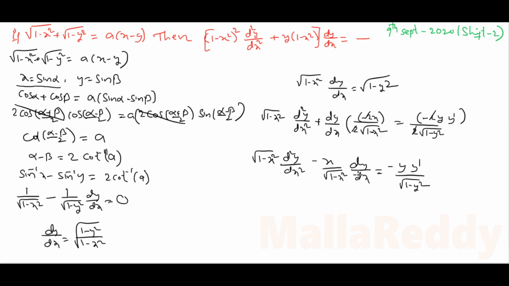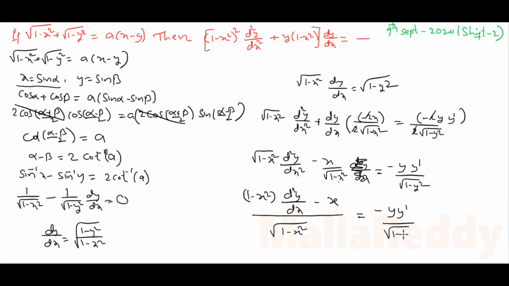So now take LCM. Now root 1 minus x square into root 1 minus x square, that is 1 minus x square into d square y by dx square minus x whole by root over 1 minus x square is equal to minus y y dash by root 1 minus y square. Substituting y dash value, y dash is dy by dx, this y dash is equal to root over 1 minus y square by 1 minus x square.